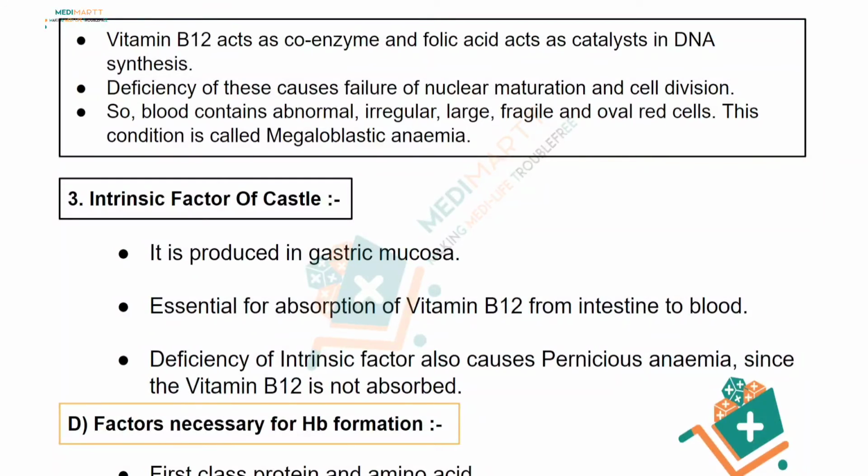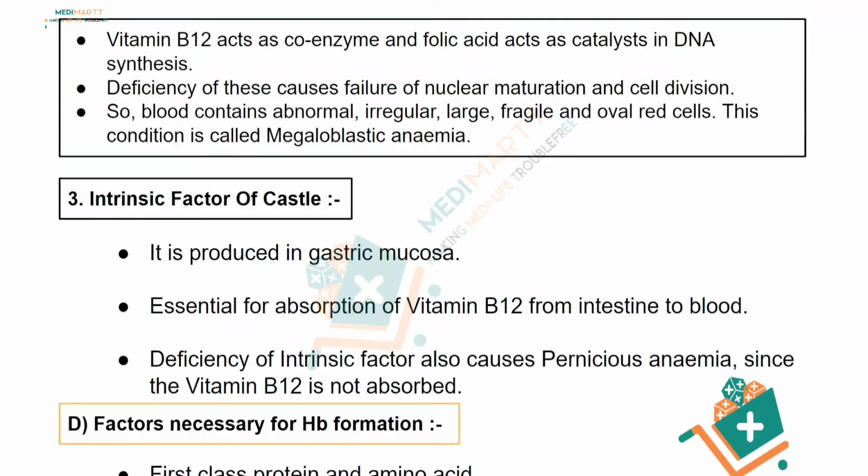Now deficiency of these, the vitamin B12 and the folic acid, causes failure of nuclear maturation and cell division. So if vitamin B12 and folic acid decrease in our body, then failure of nuclear maturation will occur, and cell division will not occur in the body.